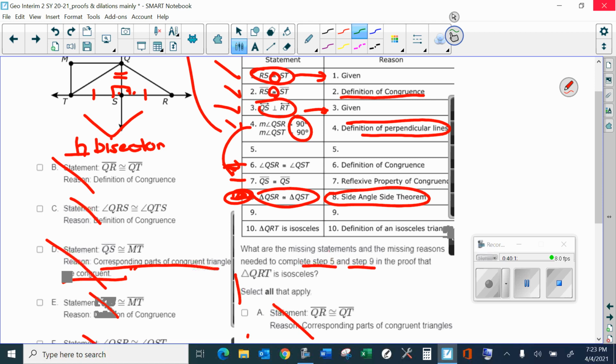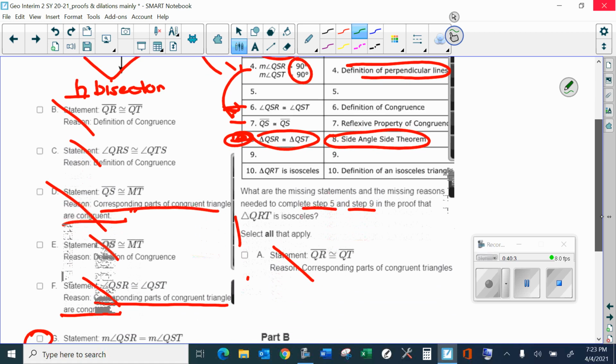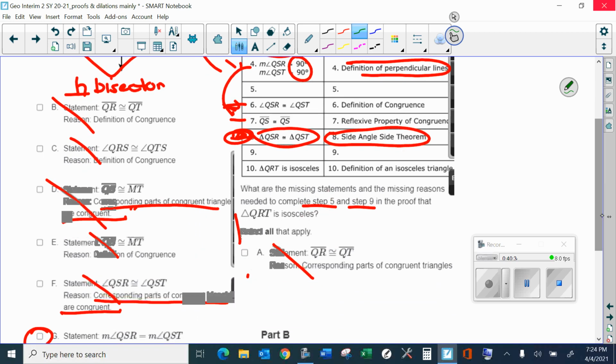Now remember, I'm trying to prove that it's isosceles. So I need to now show that side is congruent to that side. I need to say QT is congruent to QR by CPCTC. That's what I'm looking for right now. QR is congruent to QT by CPCTC, corresponding parts of congruent triangles. So there's my other one right there. There's step 9.